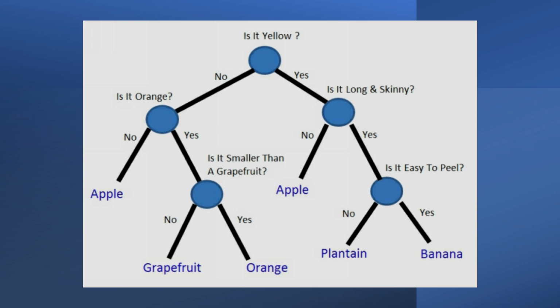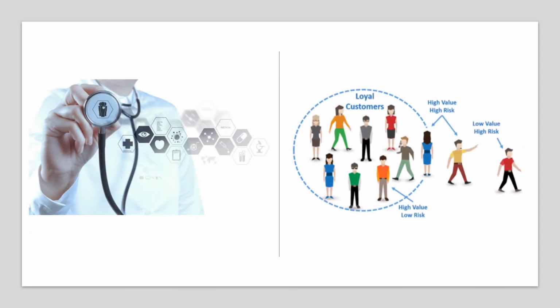Decision trees are easy to understand and are suitable for a wide range of applications, from medical diagnosis to customer churn predictions. They're especially helpful when you need to explain the reasoning behind a decision, making them a valuable tool for transparency in the decision-making process.